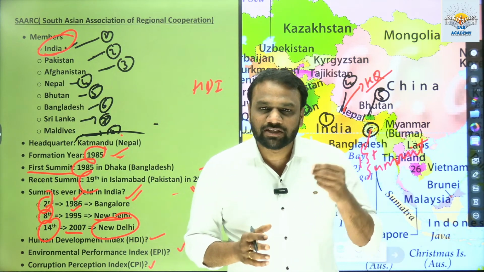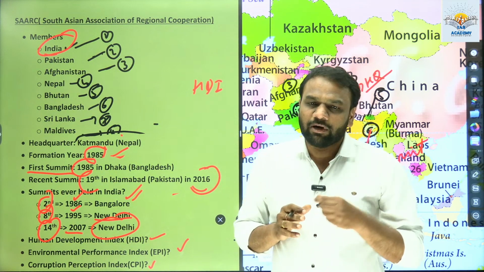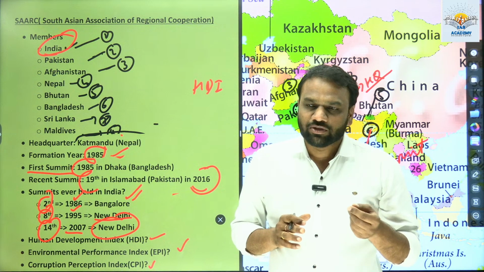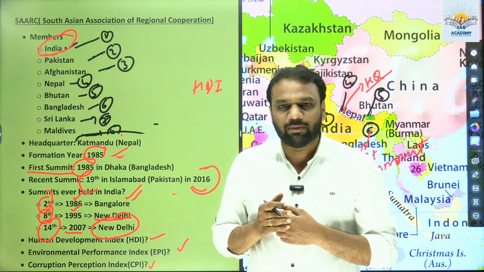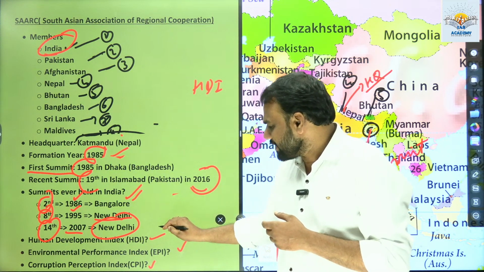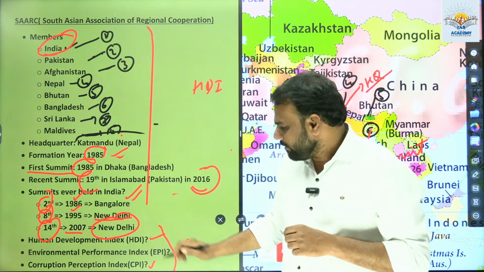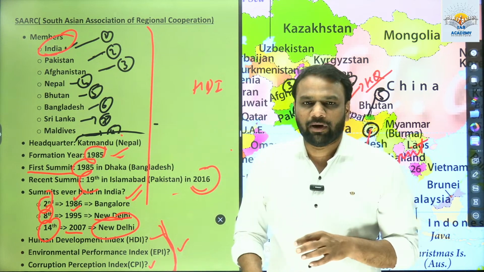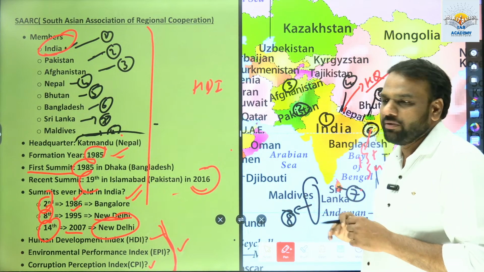Similarly, if any question appears in the mains, a direct question will not appear with respect to SAARC, but where it is required, if we want to compare India's status with its neighborhood, then we can quote these examples. Whatever is listed here is the static part, and whatever is listed here is the dynamic part. Both the static part as well as the dynamic part are important from the examination point of view.